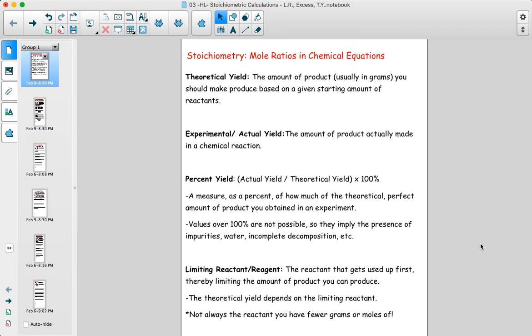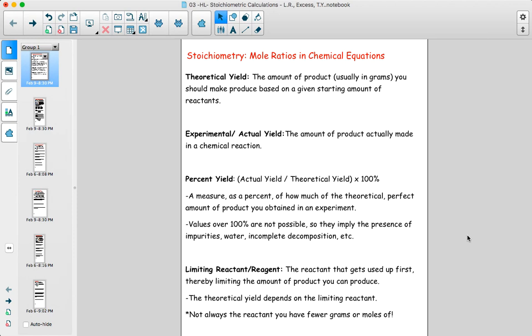So stoichiometry is where we use mole ratios to do calculations to get quantitative information out of chemical equations. And there's a few different terms that you'll see on the IB exam. You probably won't need to define them, but you'll need to understand them to answer the questions properly. So the theoretical yield is the amount of product that you should make in theory based on a given starting amount of reactants.